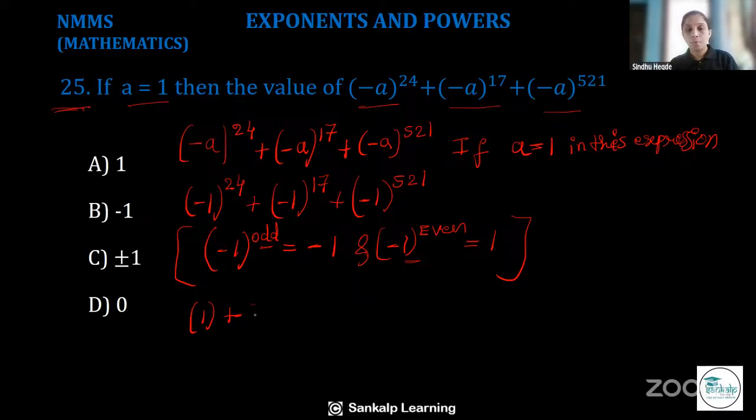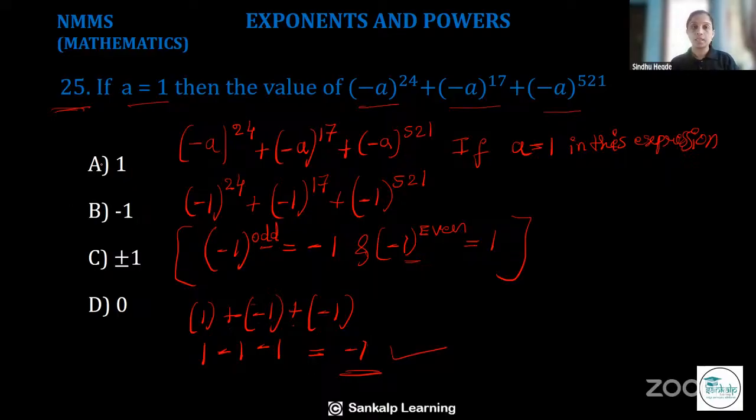So plus of minus 1. Then again plus minus 1 raised to 521. 521 is an odd number. It again gives minus 1 only. Now simplify this. 1 plus minus 1 plus minus 1. 1 minus 1 is 0. 0 minus 1 is minus 1. So finally we get the answer minus 1. So the correct option is option B, minus 1. Remaining all are wrong. Thank you.